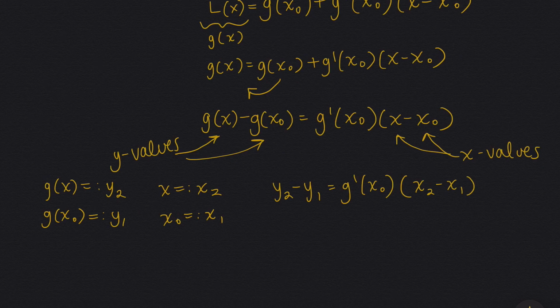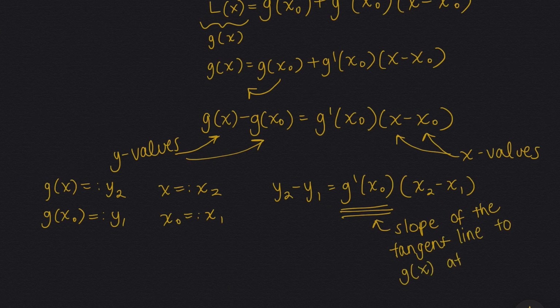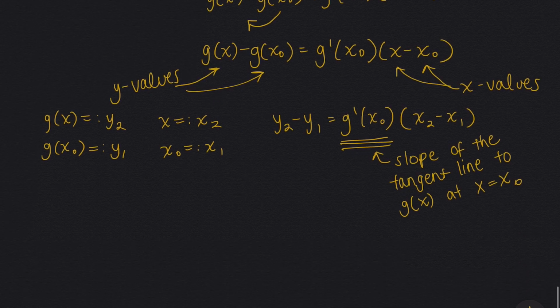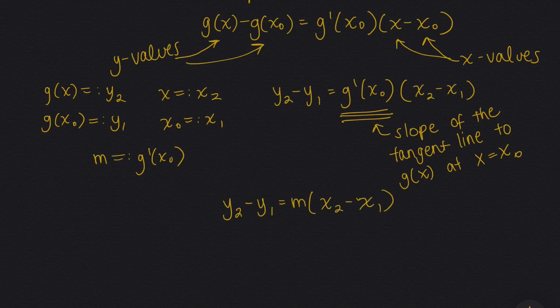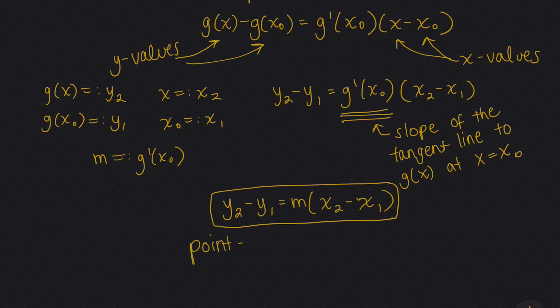And also remember that g prime of x naught just means the slope of the tangent line to g of x at the point x naught. So that's just a slope, right? We can call it m. And taking a look at our equation, we have y2 minus y1 equals m times x2 minus x1. And that should look absolutely familiar to you guys here. That's just our point slope formula. Now, isn't that cool?